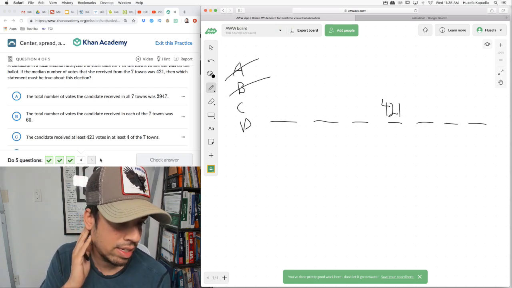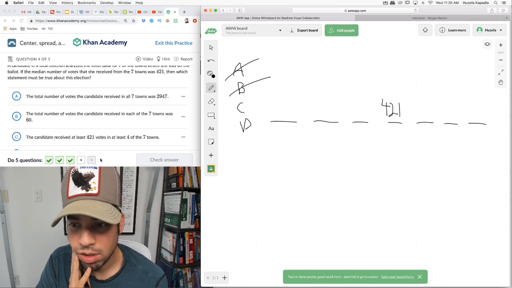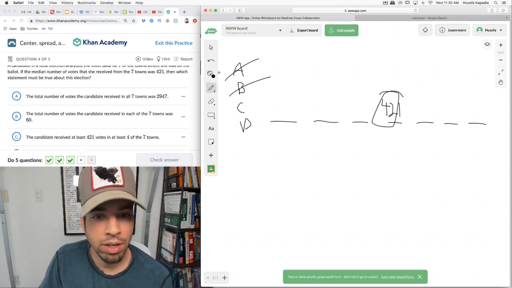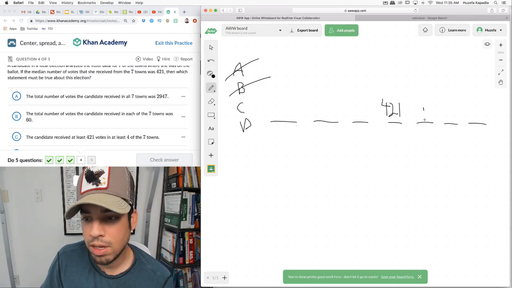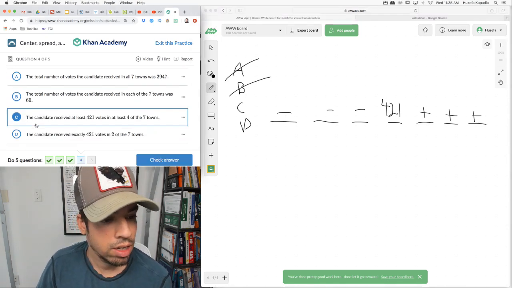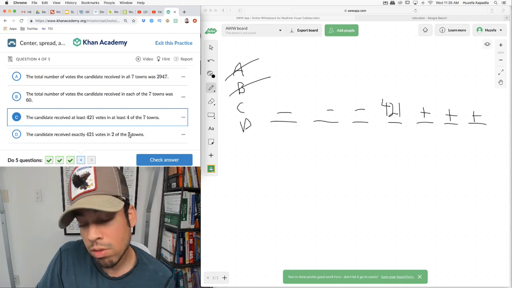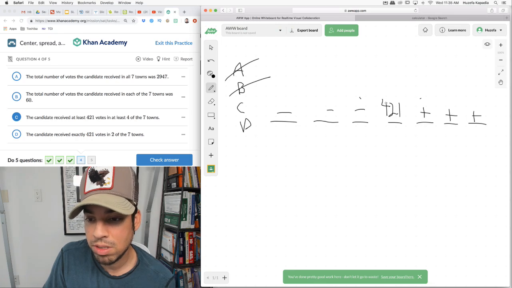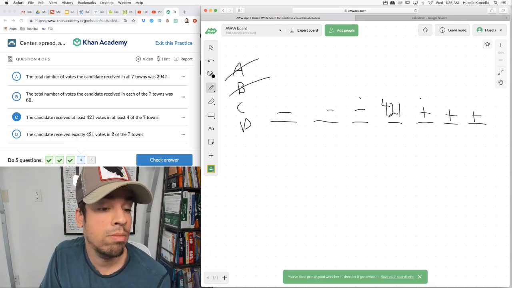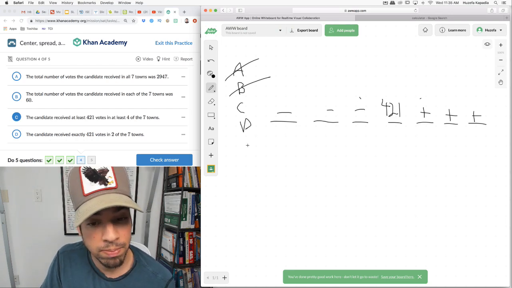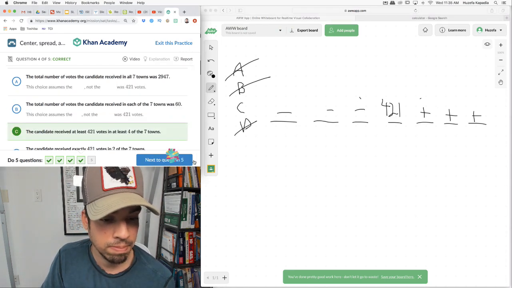The candidate received at least 421 votes. Yeah, this is true. Because the median again is the middle value, and then these have to be higher, and these have to be less if it's the median. So C is actually true. Let's just look at D anyways. The candidate received exactly 421. No, we don't know. Actually, these don't have to be less. These could all be the same, or these two could be the same. We don't know. She could have received 421 in all of them, but we don't know. So it's C.